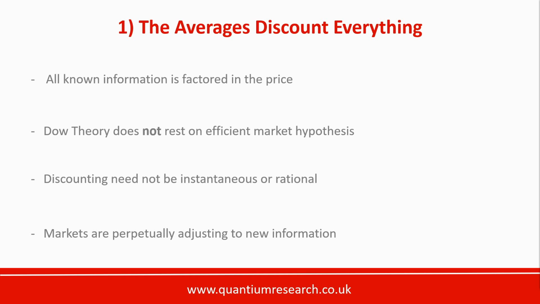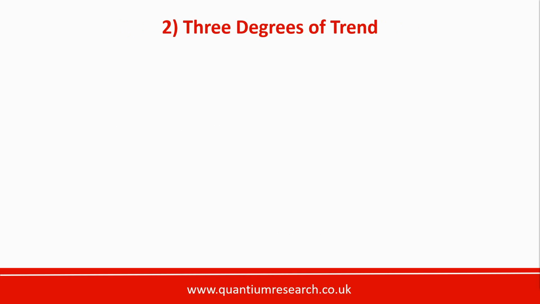Dow did not believe in EMH. He understood that it took time for markets to discount information, and when they did, it would not necessarily do so rationally. It's better to think of the markets as a perpetual process of adjusting to new information. So the second tenet is that there are three degrees of trend.